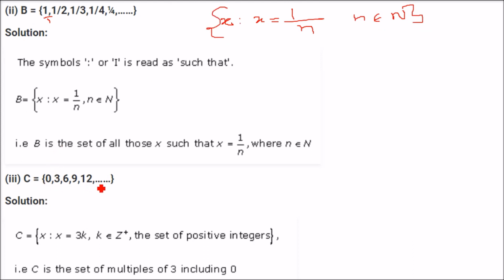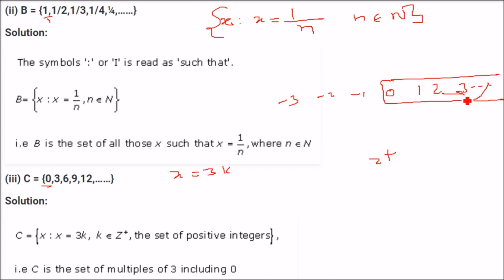Then the third one is 0, 3, 6, 9, 12. So this is a table of 3, but we have to start from 0. So actually I write X equal to 3k, and k belongs to z plus. What is z plus? Z is the integers. Integers are like 0, 1, 2, 3 to infinity, and minus 1, minus 2, minus 3, like these are the integers. So I have to take this side. We will say not z but z plus, because z minus would be this other side. So k belongs to z plus, and X equal to 3k.